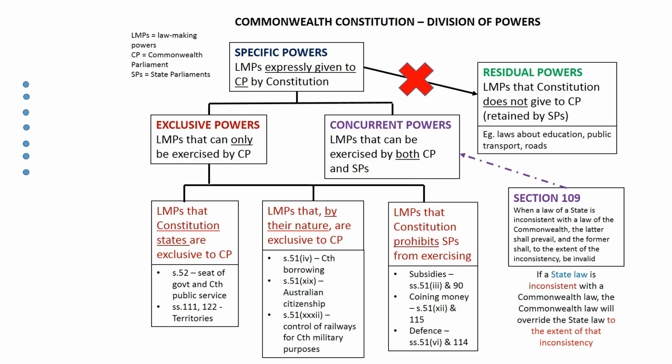The second thing to note about section 109 is that if we do find this inconsistency, then the state law is overridden. Okay, so the state law becomes invalid, but only to the extent of that inconsistency. It's quite possible that in a Commonwealth Act, which might have, say, 100 sections, and we've got a State Act with 100 sections, that there's only one section of the State Act that conflicts with a section of the Commonwealth Act. And in that case, it's only that one section of the State Act or law that is invalid. The other 99 sections are perfectly valid and continue to operate.